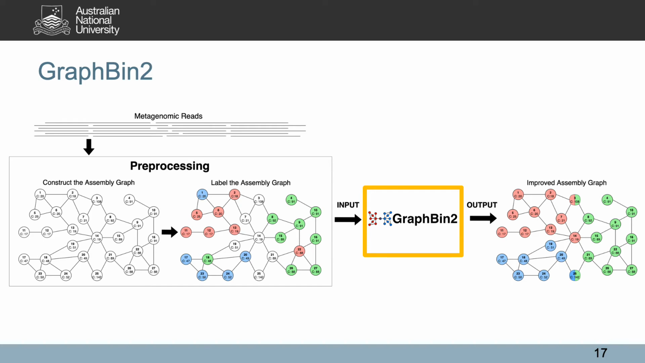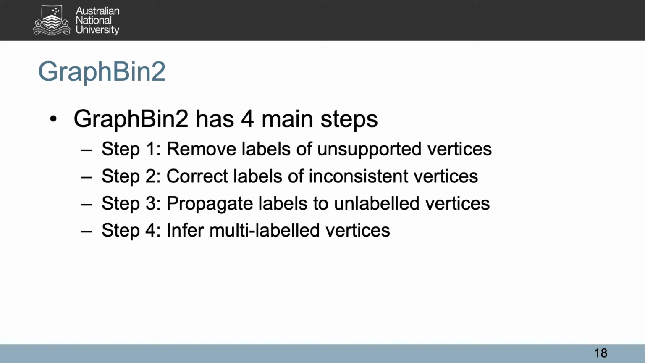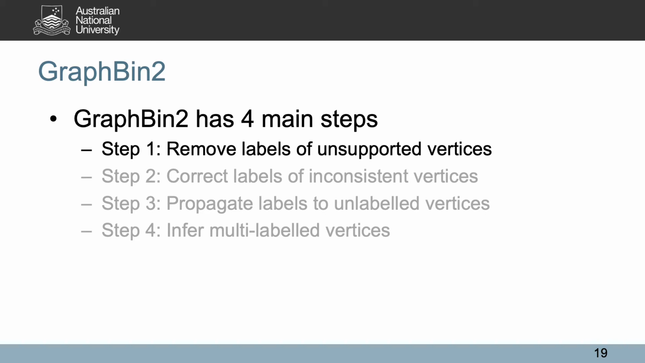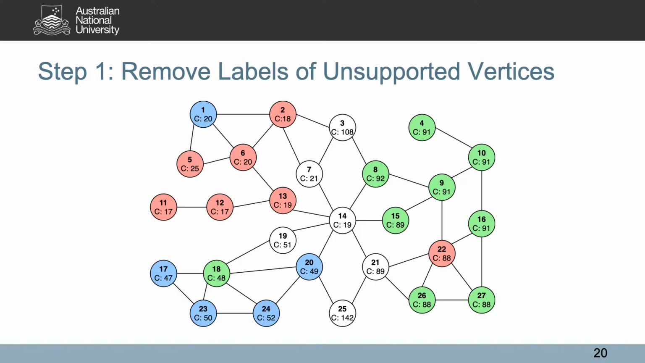Let's see what happens to this assembly graph inside GraphBin2. GraphBin2 consists of 4 main steps. Let's see what happens in each of these steps. The first step is to remove labels of unsupported vertices. Let's see how we can identify unsupported vertices.